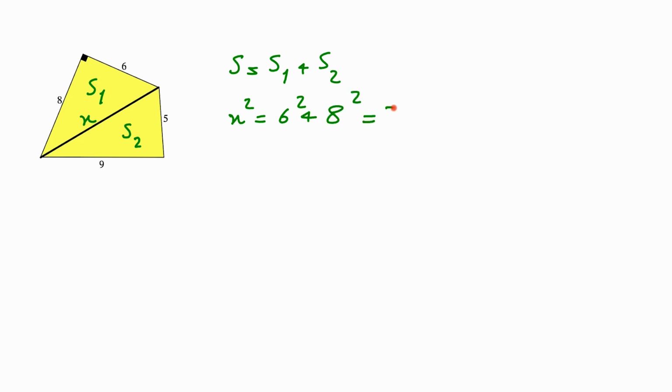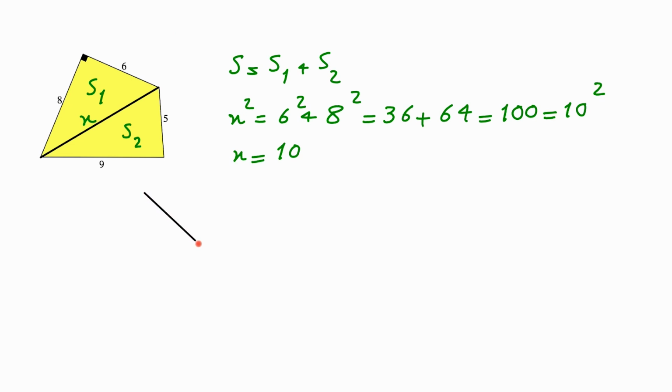6 squared is equal to 36 and 8 squared is equal to 64, and the sum of them is 100, which we know is 10 to the power of 2, and finally x is equal to 10. So we have the length of x. We can use Heron formula to find the area of S2.